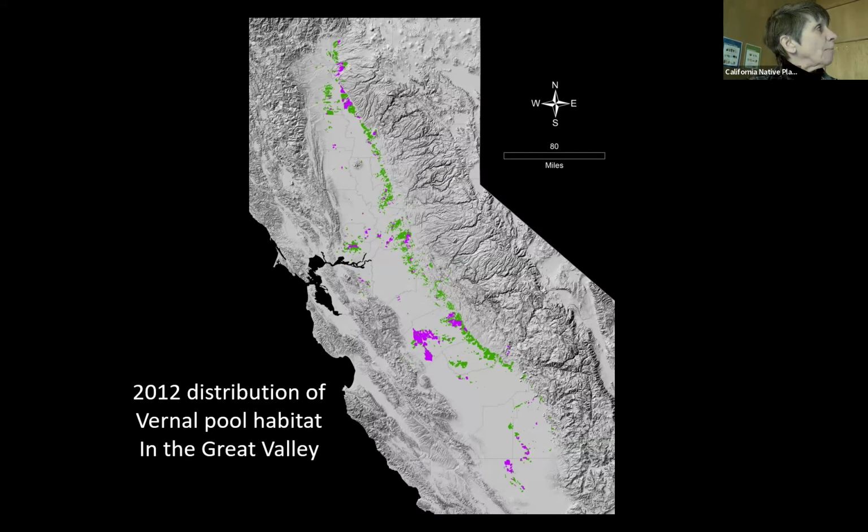Not all of these places are being managed for vernal pool habitat. This is the San Luis Kesterson wildlife area. Those refuges are being managed for ducks, not for vernal pools. But at least they're being protected from development.